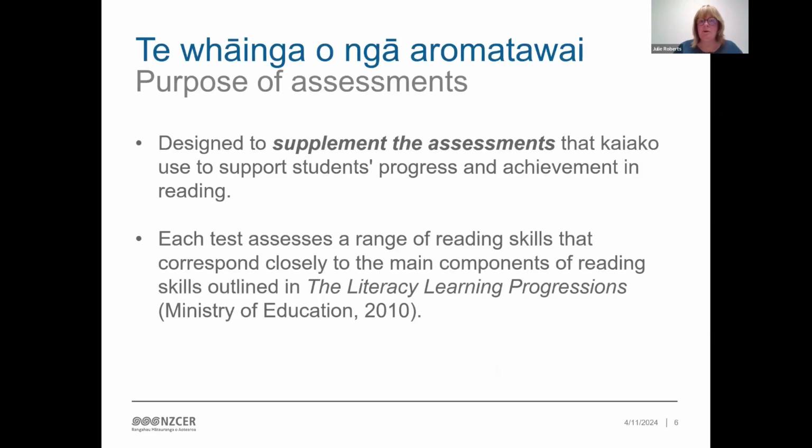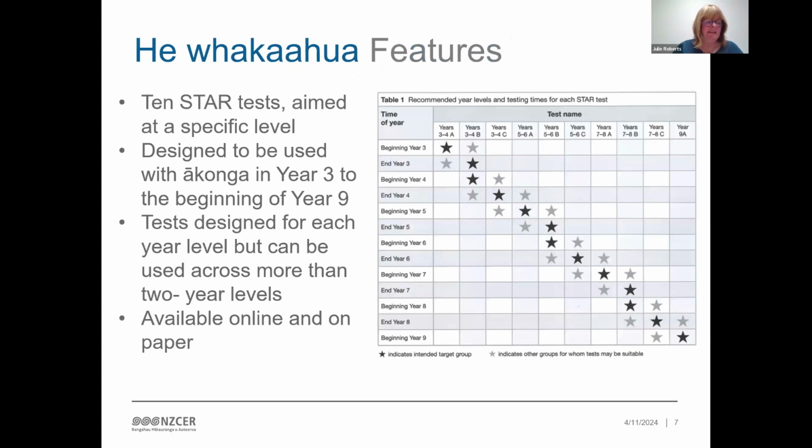So the STAR, like I talked about before, is a supplementary assessment around the progress and achievement in reading. Each test assesses the range of reading skills that correspond to the main components of the reading skills outlined in the literacy reading progressions. Okay. Some of the features are that there are 10 tests aimed at different levels, as you can see in the table on the right. The tests are designed to be used across more than 2 year levels. This gives kaiako the flexibility to choose the appropriate test for their akonga. They're available online as well as in print.